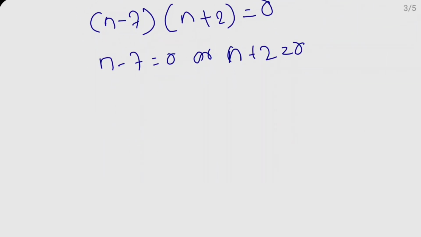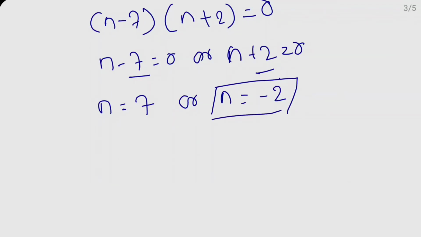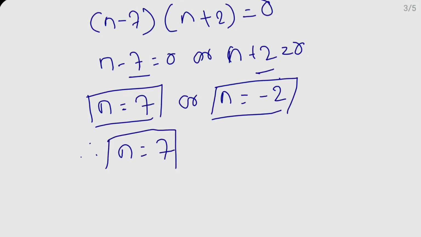And now n equals, this minus 7 comes to the RHS side, it becomes a plus 7, or this 2 comes to the RHS side, it becomes a minus 2, right? So here we have two n values, but as we know that n cannot be negative, therefore I will consider n equal to 7. Is it clear? And we want to find out here the first term, right?